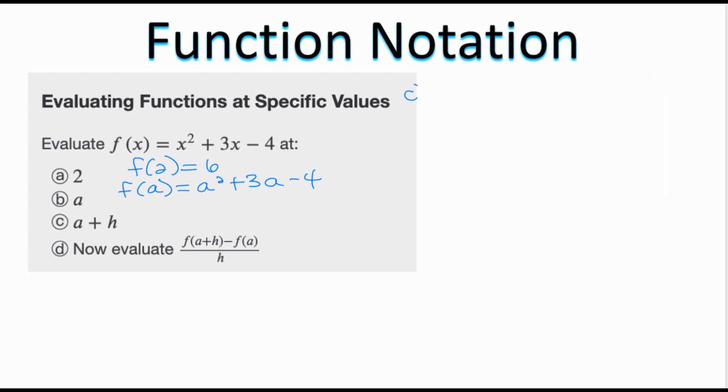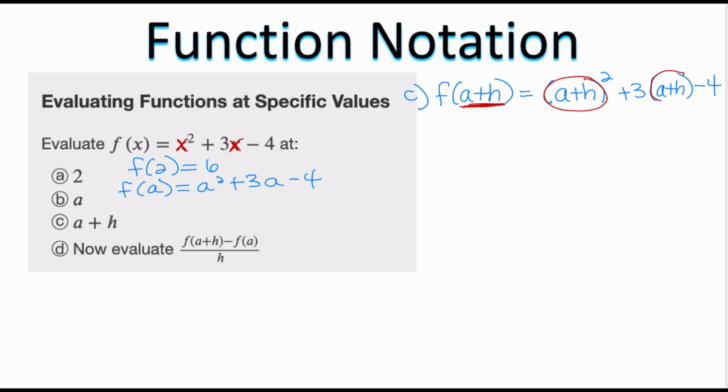In part C, we are asked to find f of a plus h. So I'm going to write that this is equal to (a plus h) squared plus 3 times (a plus h) minus 4. And once again, all we are doing is replacing every single x value in that equation with a plus h. So if you notice, instead of x squared, it's (a plus h) squared. Instead of plus 3x, it's plus 3 times (a plus h). So this process of substituting is how you're going to simplify these equations that are written in function notation.